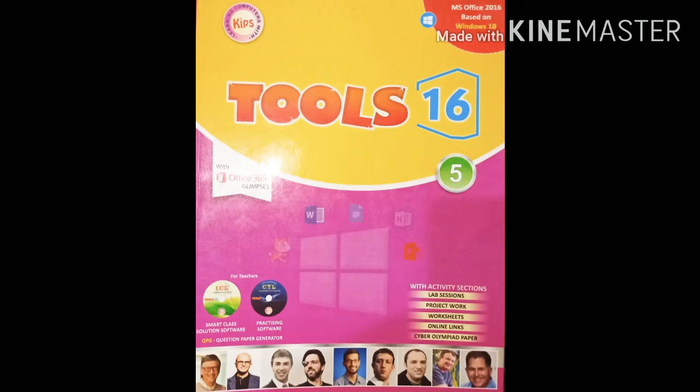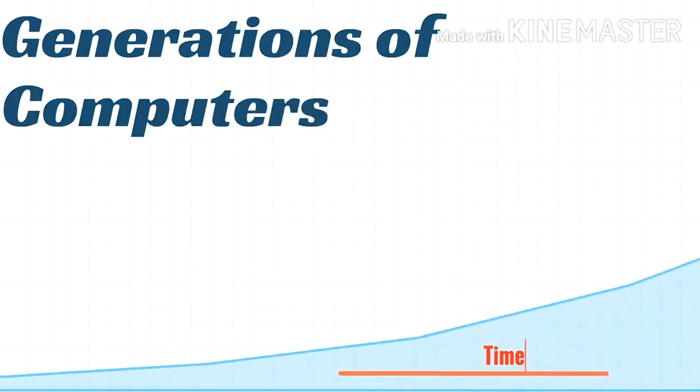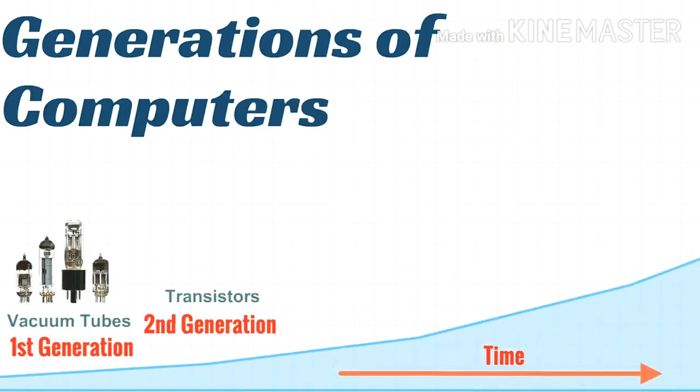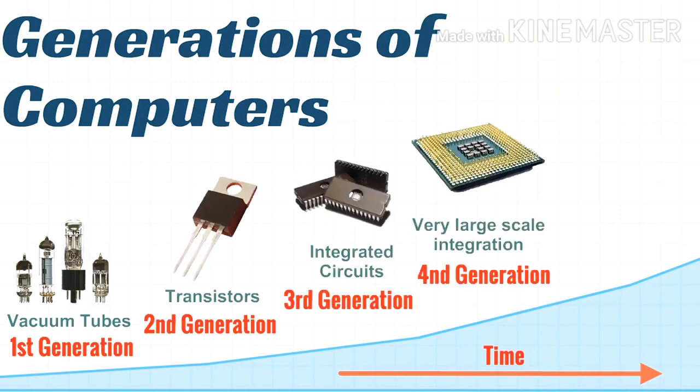I, Ajit Singh from Colonel's Brightland Public School, will teach you computer of grade 5. This is part 2 video of chapter 1, evolution of computer. So this video is about generations of computers. So students, in this video we are going to learn about various generations of computers.